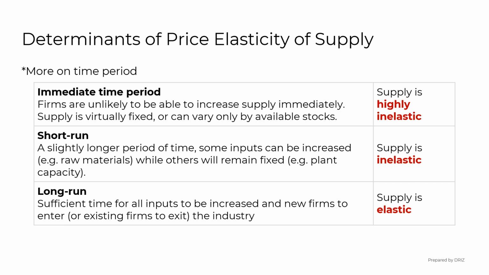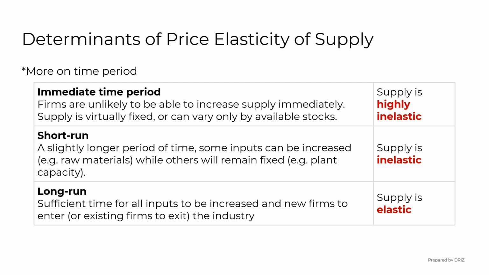The key determinant of price elasticity of supply is time period. How responsive producers are to price changes often depends on the time they have to adjust. We can break this down into three time frames: immediate, short run, and long run. In the immediate run, producers cannot adjust output at all. Supply is perfectly inelastic, which means even if the price rises, quantity supplied stays the same. For example, farmers cannot suddenly produce more crops overnight.